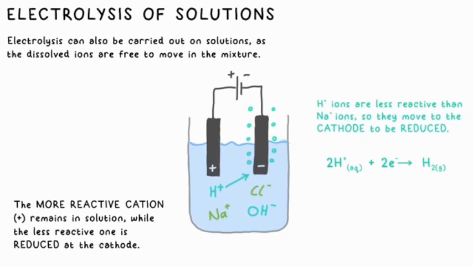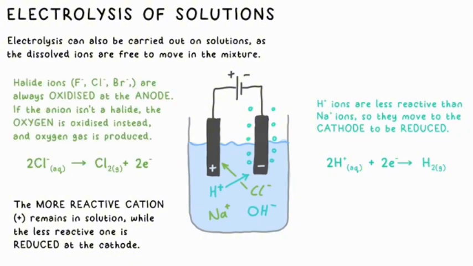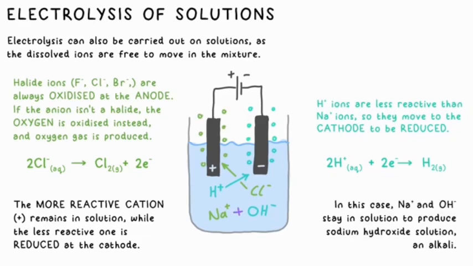If the metal is less reactive than hydrogen, say copper in copper sulfate solution, it forms on the cathode instead, and the H+ ions stay in solution. That actually makes an acid. If there is a halide ion present, like the Cl- here, it is oxidized at the anode. If there's no halide ion in solution, the oxygen from the OH- is oxidized instead, and oxygen gas is produced.